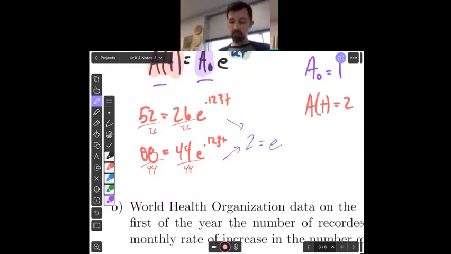e to the 0.123t. Does it matter what the initial number of cases is? Doesn't look like it. But isn't that weird? If you have 100 cases, it would take the same amount of time to get to 200 as if you had 1,000,000 cases to get to 2 million. Doesn't it seem like it should take a lot longer to go from 1 million to 2 million than from 100 to 200?